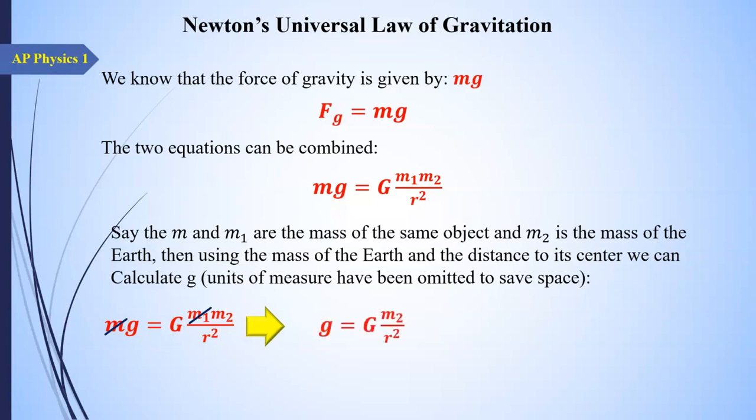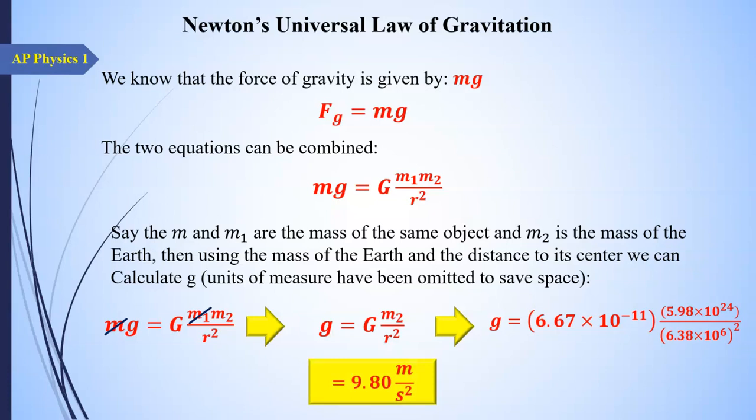And there it is. So now when you plug in the numbers, the number on top is the mass of the Earth, and I omitted the units of measure just to save space, but it's 5.98 times 10 to the 24th kilograms. This is in kilograms. And on the bottom is the distance to the center of the Earth, which is in meters. And that gives you 9.8 meters per second squared.